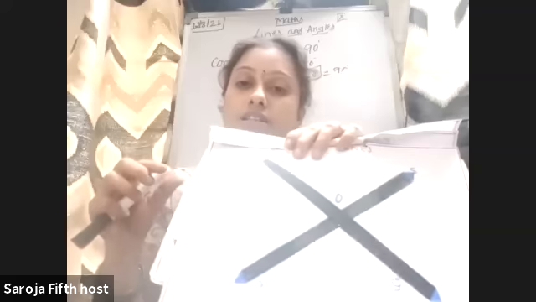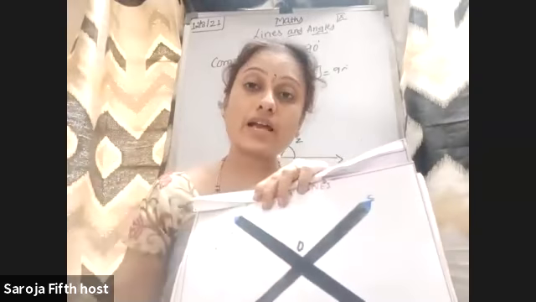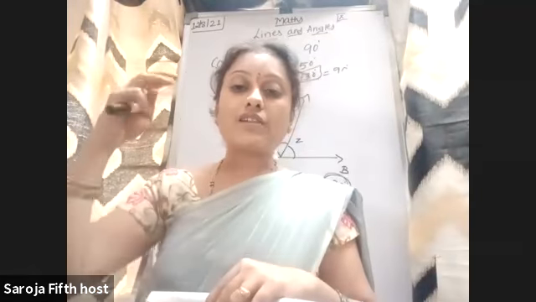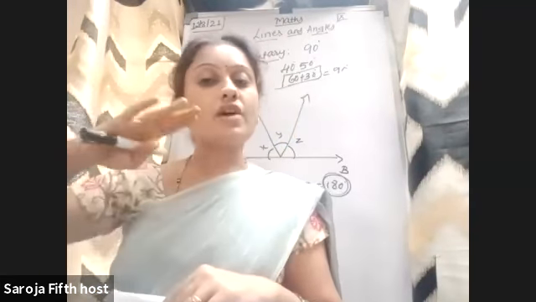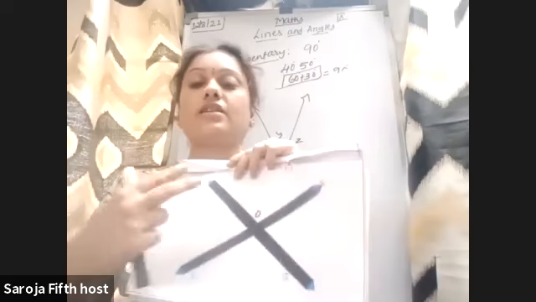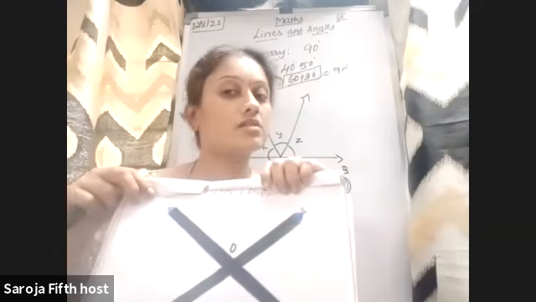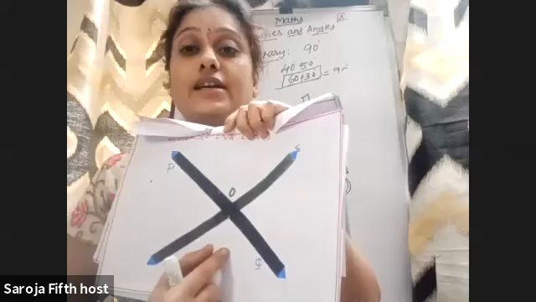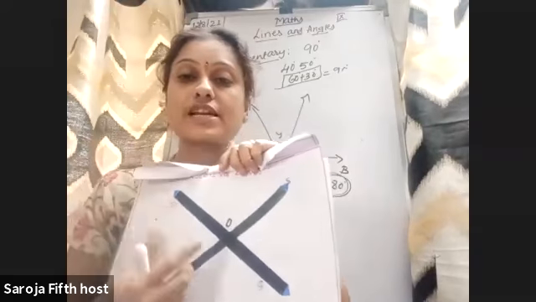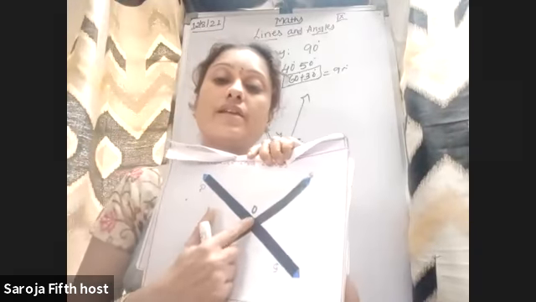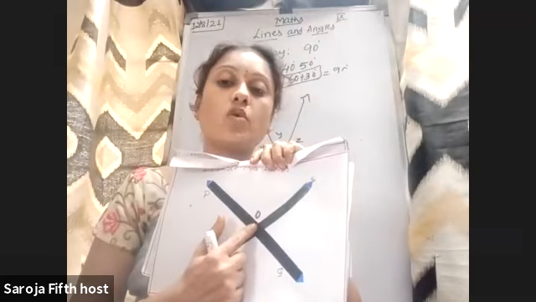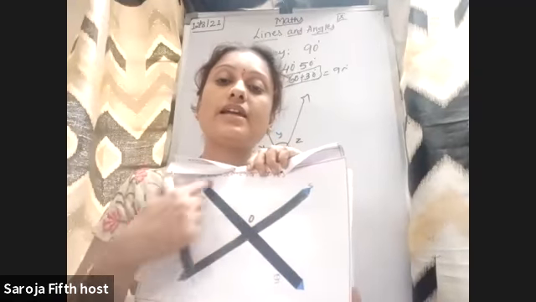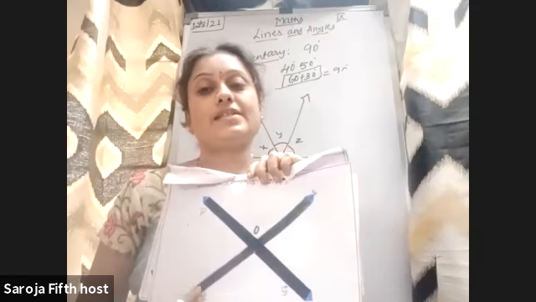If a picture is there, instead of imagination you will keep this picture itself in your mind, so that will remain in your mind forever. For that reason, I did this. These two lines I call intersecting lines. Whenever two straight lines intersect, they intersect at one point, which I marked as O. This is the intersection of two straight lines.